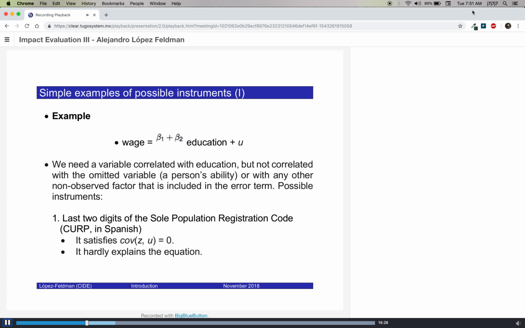So let's analyze another example, and I am going to give you some other examples. The first one, we are going to use a proxy, for instance, IQ. This is a variable that is similar to ability. Remember that the program includes an omitted variable, which is ability. Someone says, okay, I do not have data regarding IQ, so we're going to use this proxy as an instrumental variable.